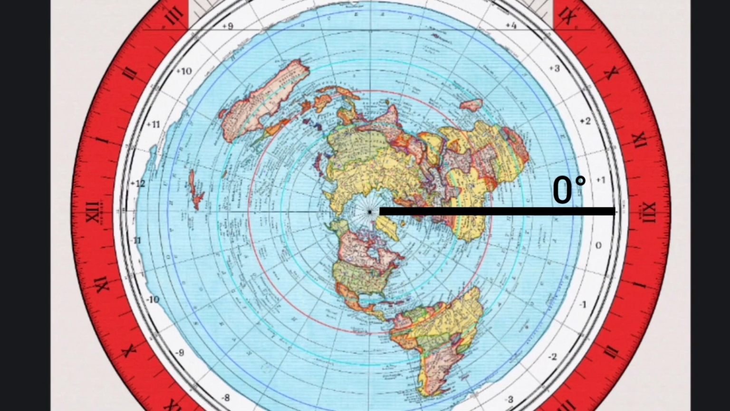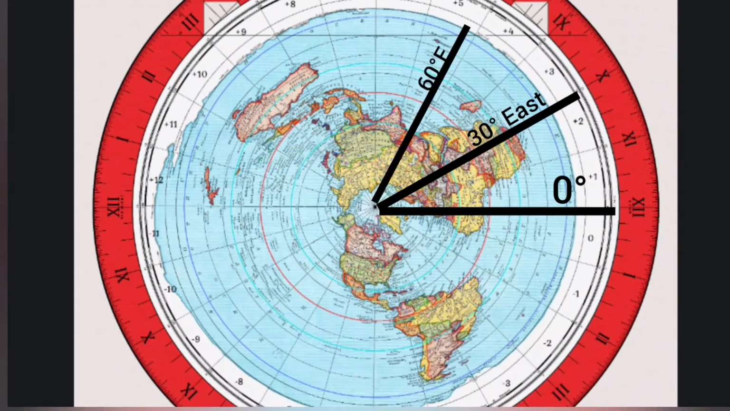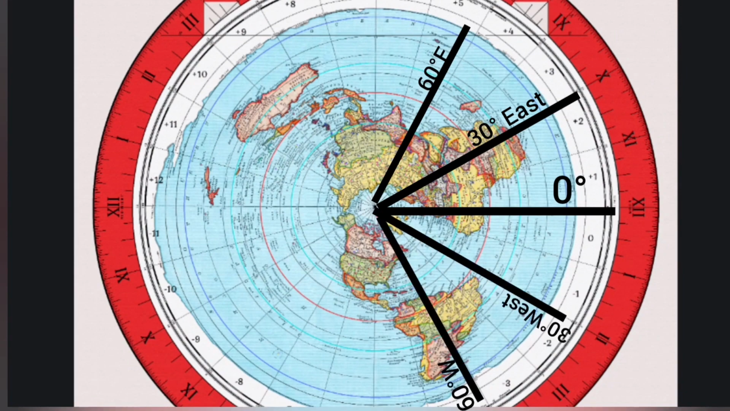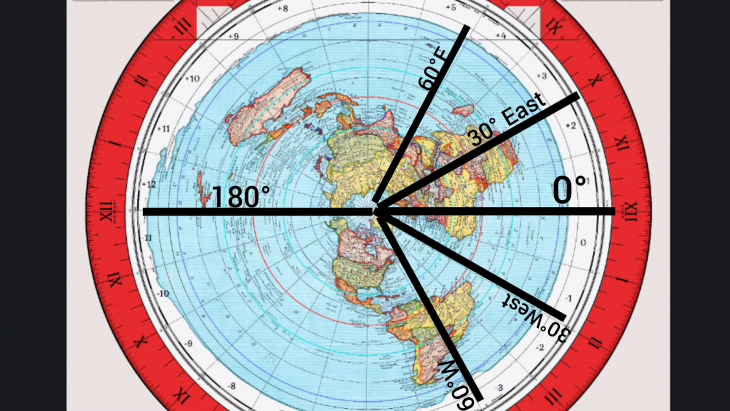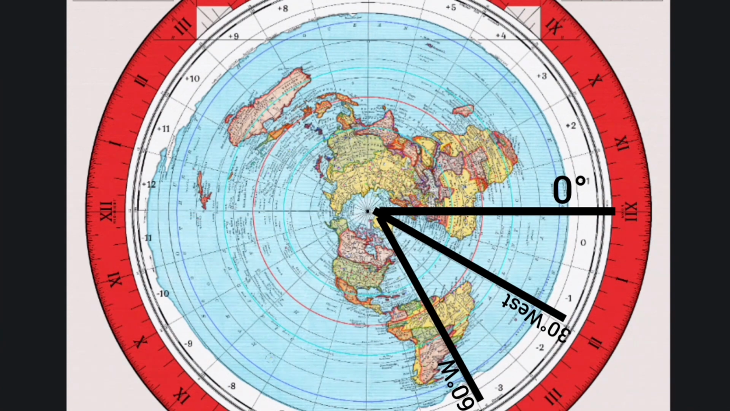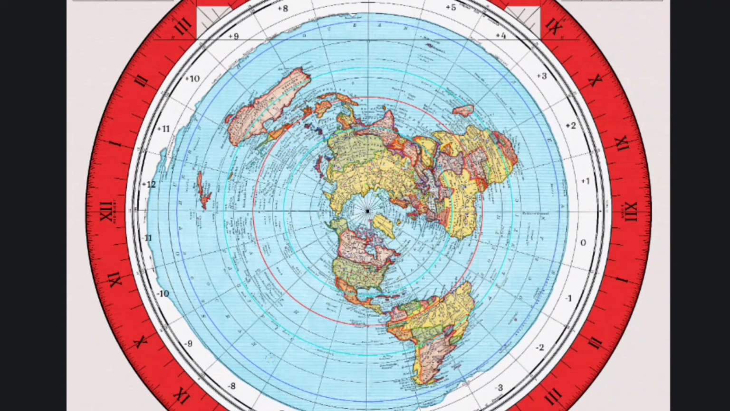It marks 0. Anything above that is east of Greenwich, and anything below it is west of Greenwich. And it goes all the way to the other side, which is 180. So you could go from 0 to 180 east of Greenwich, or 0 to 180 west of Greenwich. East being above, west being below.